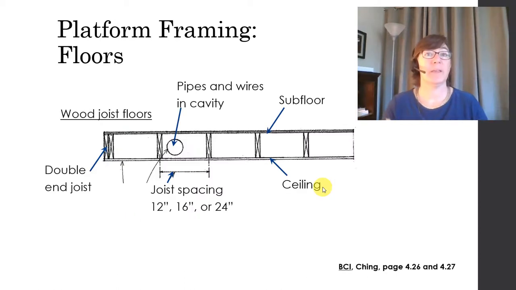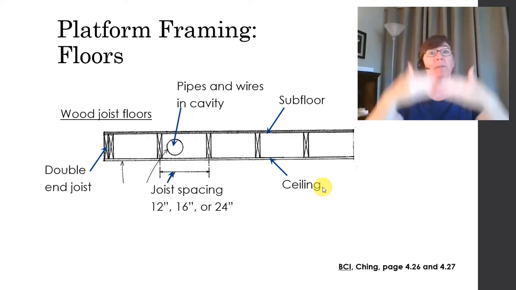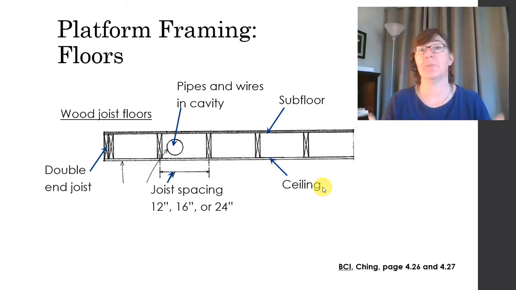Okay, here we are seeing the same floor framing system, only in this case we're looking at a section through it. This isn't a three-dimensional view, this is a two-dimensional view. We've cut through the floor and are looking sideways. So we can see each of these members right here is a floor joist.